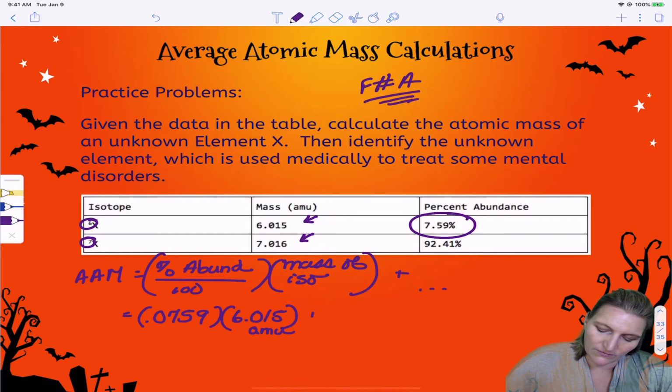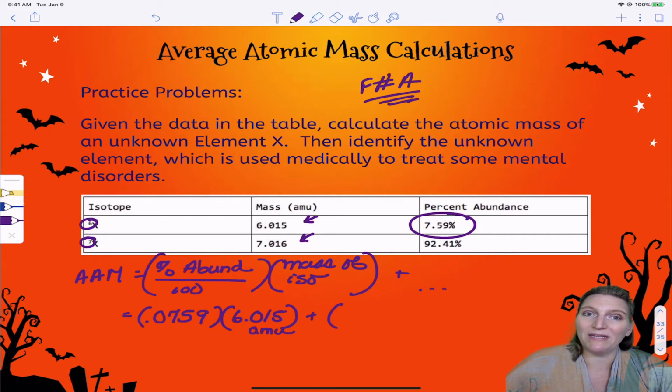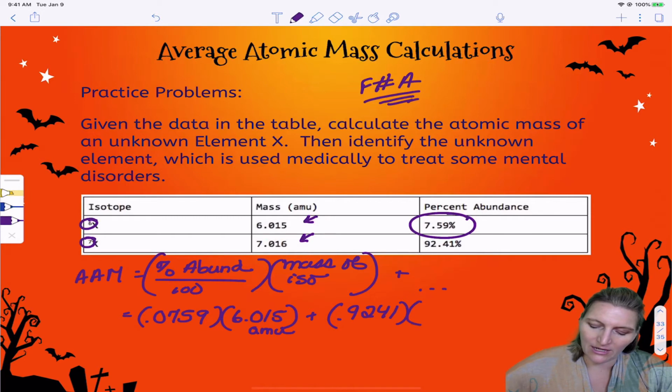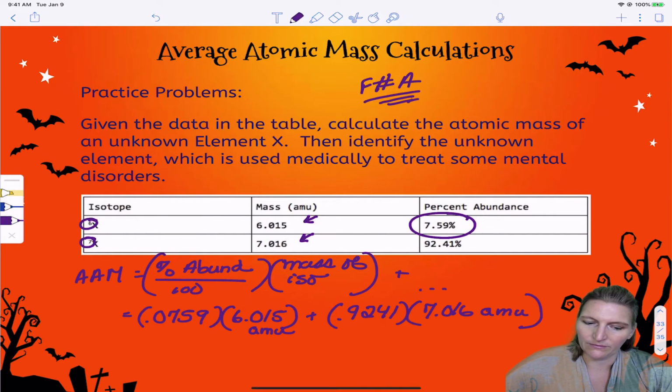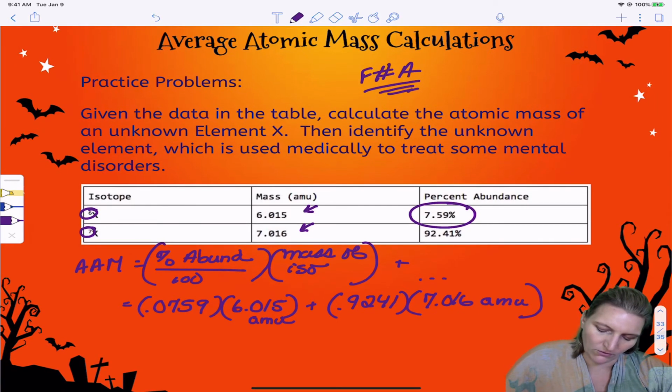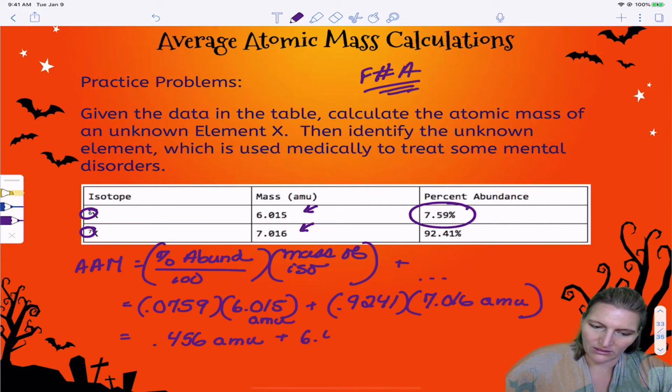AMU. The percent abundance of the other isotope is 92%, or as a decimal, 0.9241, times the mass 7.016 AMU. Okay, when we multiply this out, the first multiplication comes out to be a very small number, 0.456 AMU, and the other one is 6.483 AMU for our final answer of 6.94 AMU.